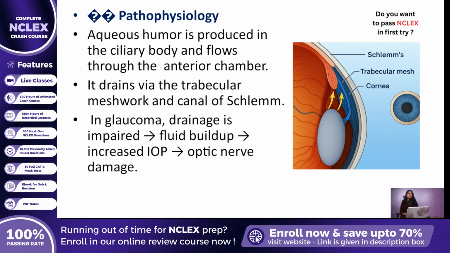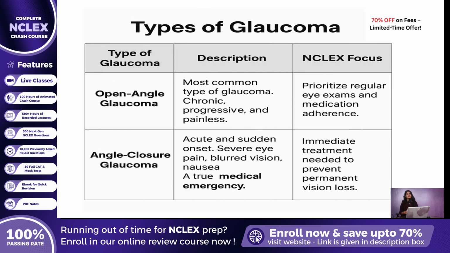Alright, now that we've built a solid understanding of what glaucoma is and how it develops inside the eye, let's take the next step and talk about something that often confuses students on the NCLEX, and that is the different types of glaucoma. Now, listen closely, because knowing the differences between the types is key to answering exam questions correctly. So, there are two major types of glaucoma that you need to be familiar with, and both show up frequently on the exam. Let's start with the first one, which is called open-angle glaucoma.